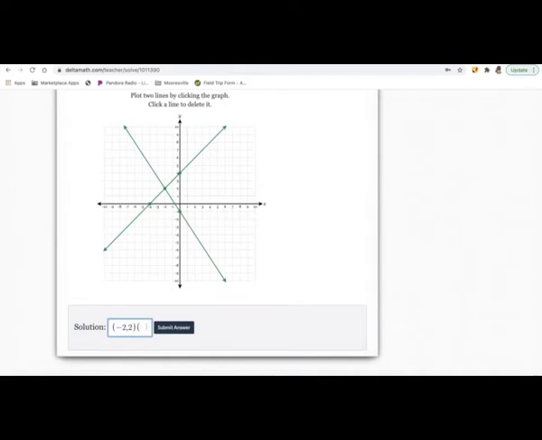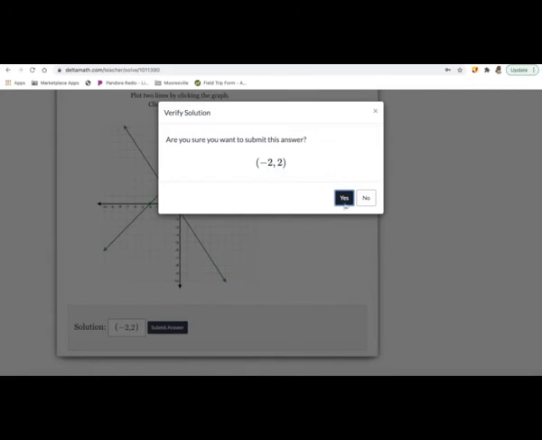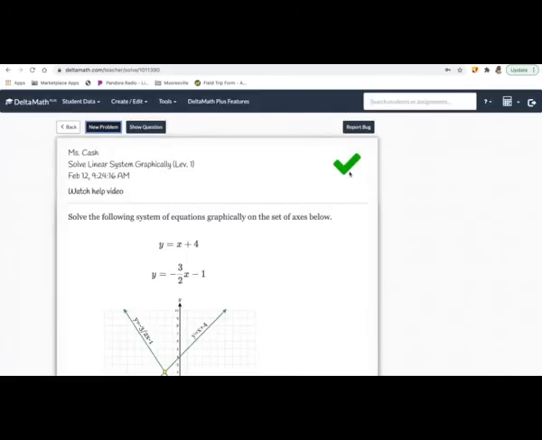I have to put it in parentheses because it's not an ordered pair. It's not written correctly unless it's in parentheses. I also need the comma between the two numbers. I'm going to submit my answer. Yes, that's what I want, and it's correct.